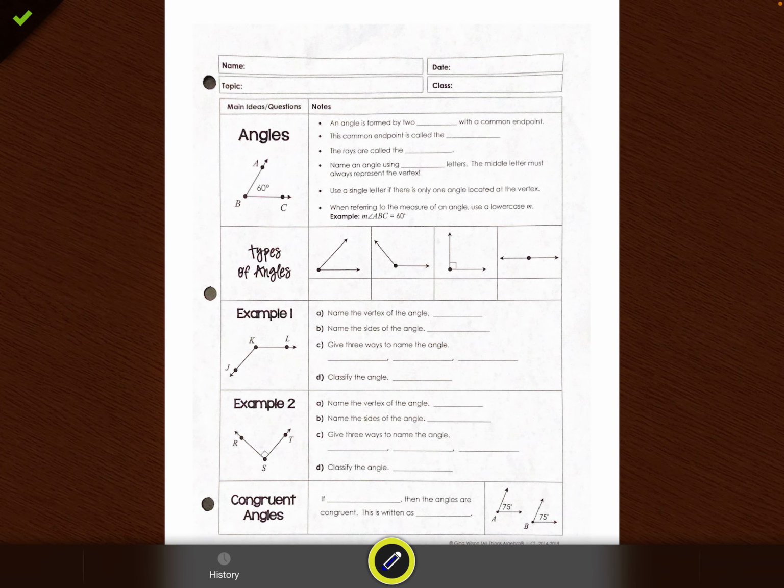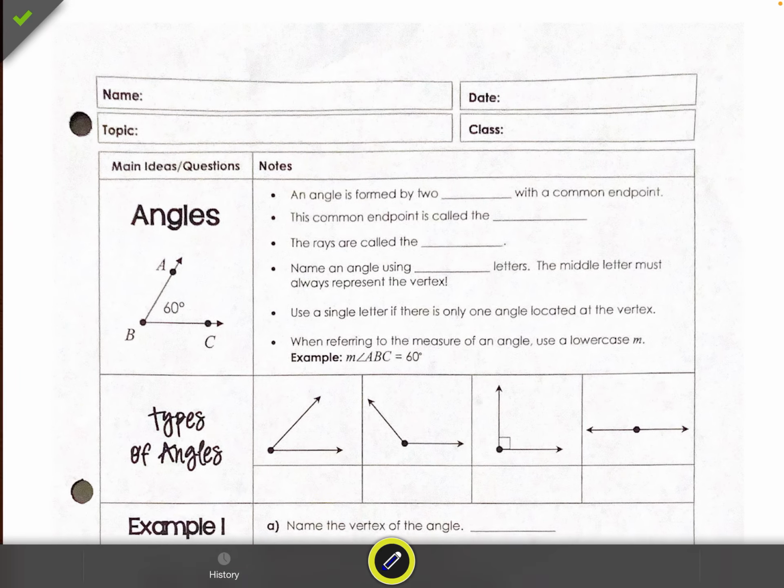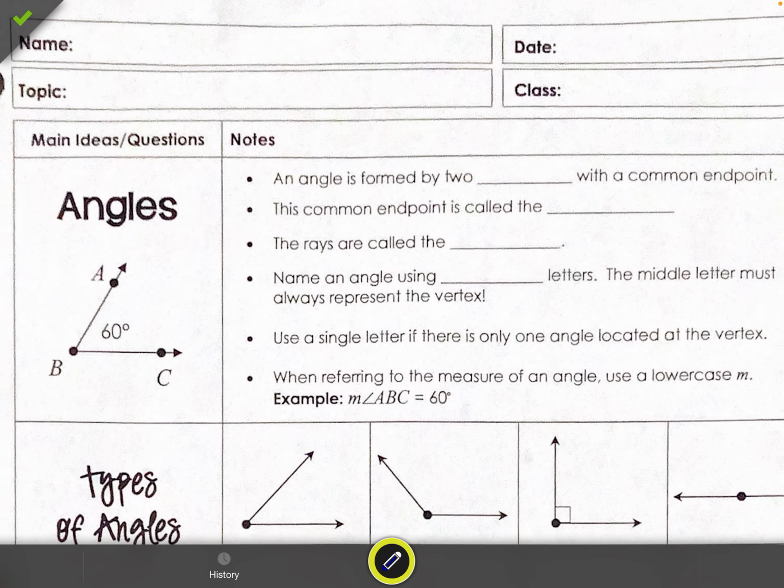Hello again, everyone. So, today we're going to look a little bit more into angles. We looked at them briefly for a second, but now we're really going to get into them and take a look. All right, so let's go ahead and get started.